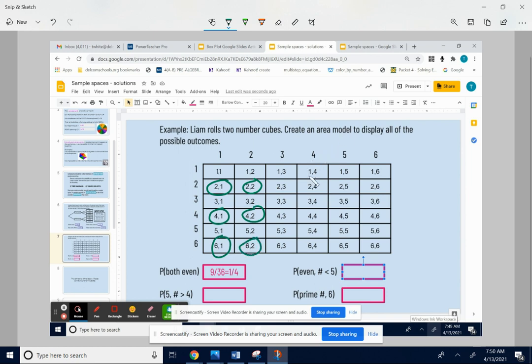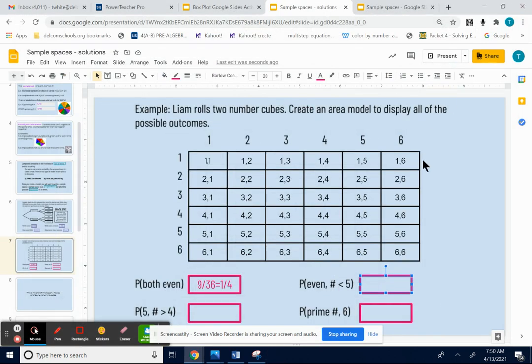Fourth column. Let's see. 2 is even, 4 is less than 5. 4 is even, 4 is less than 5. 6 is even, 4 is less than 5. Now look at this last column. The second number has to be less than 5, so none of those work. None of those work at all. So it looks like we're going to have 9 favorable outcomes again, just like the other one. So 9 out of 36, and that reduces to 1/4.